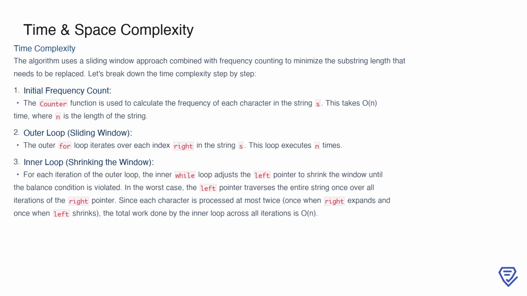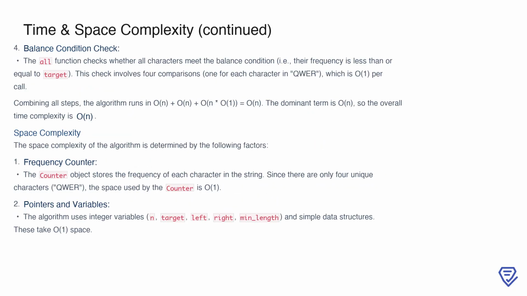Within the outer loop is the inner while loop that adjusts the left pointer to shrink the window as needed. The key insight here is that the left pointer traverses the string at most once across all iterations of the right pointer. This means each character is processed at most twice, once when expanding the window and once when shrinking it. As a result, the total work done by the inner loop also sums to n. Now, let's examine the balance condition check. This step uses the all function to ensure that the frequency of each character remains within the allowable limit, defined by the target. Since there are only 4 unique characters in the string, q, w, e, and r, this check involves just 4 comparisons, making it an O(1) operation.